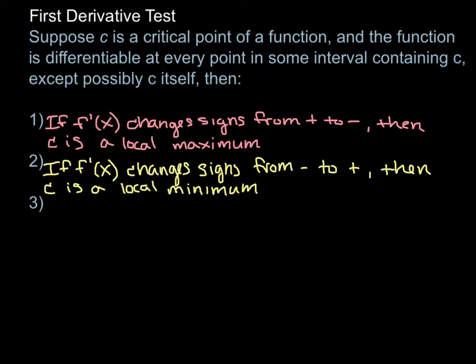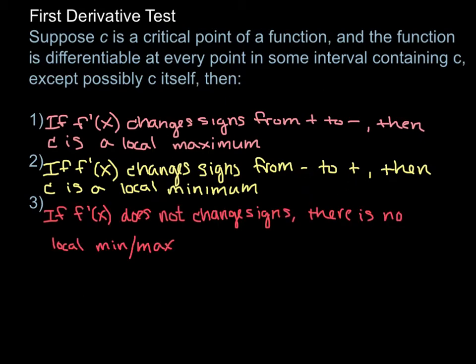This pretty much follows the same rules if it's a minimum. If the first derivative changes signs from negative to positive at our critical point c, it's going to be a local minimum. Again, the first derivative tells us the slope of the curve. If it's negative, it's going down. If it's positive, it's going up. So that means we're going to have a local minimum. And this doesn't seem too extraordinary. If neither of those occur, that means there is no min or max.